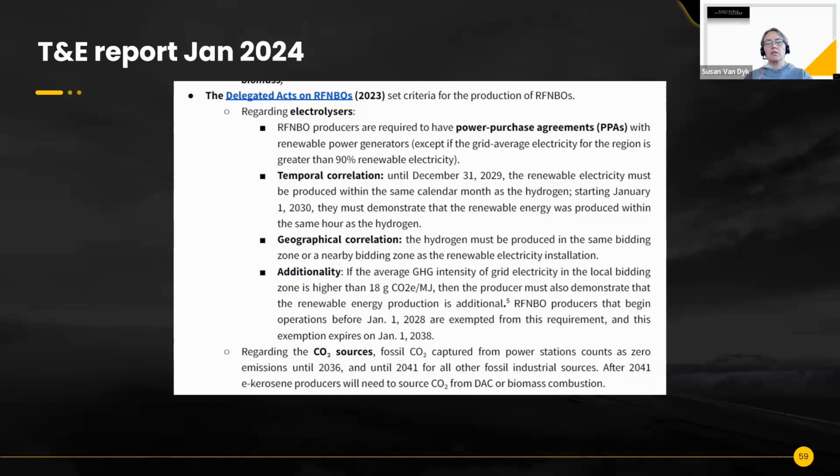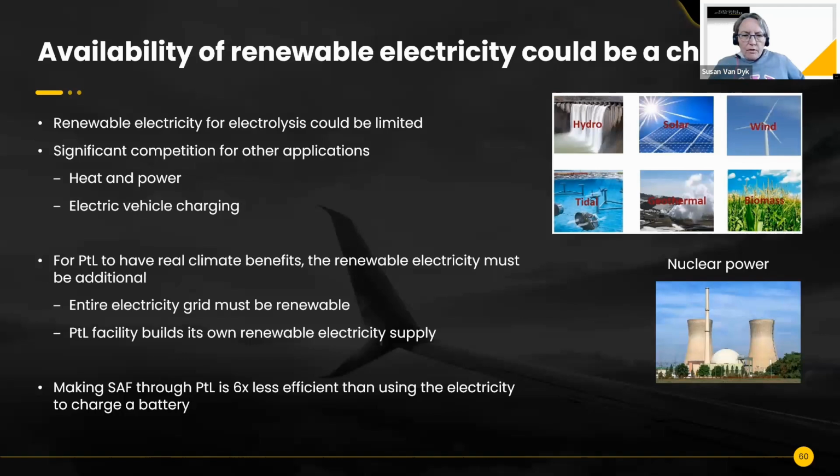This is quite complicated. I'm not going to go into it, but if you're interested in that, also CO2 sources, you can capture CO2 sources from say power stations, but it will only count as zero emissions until 2036. So they're bringing in all these different types of regulations that make it very complicated.